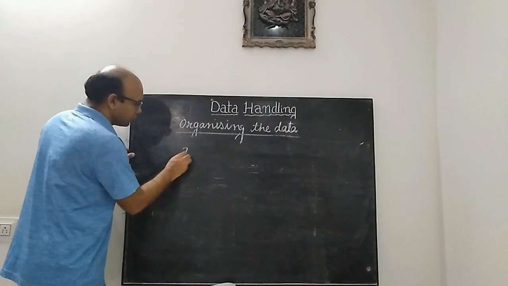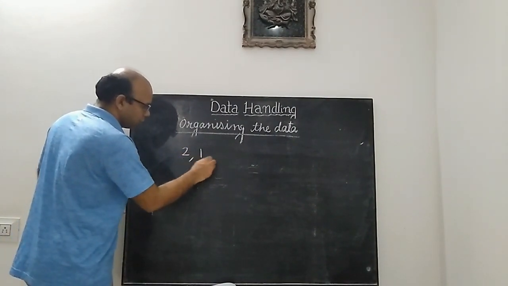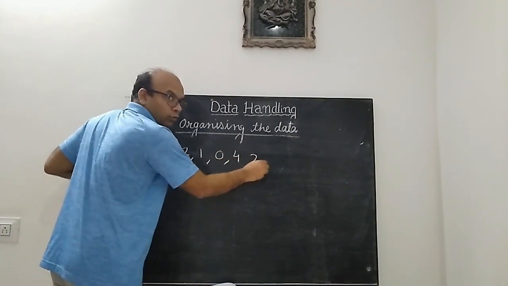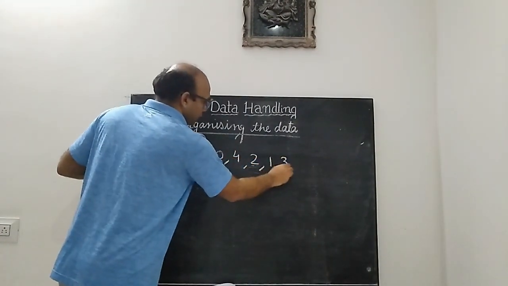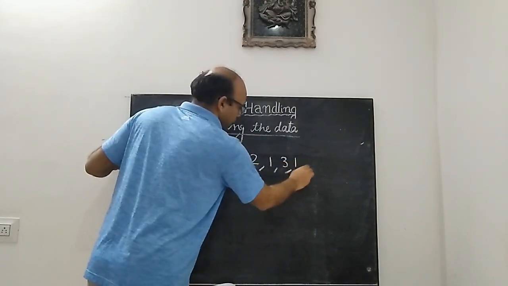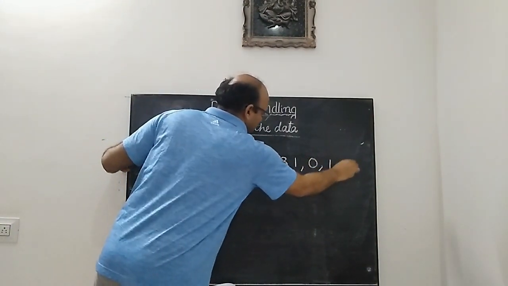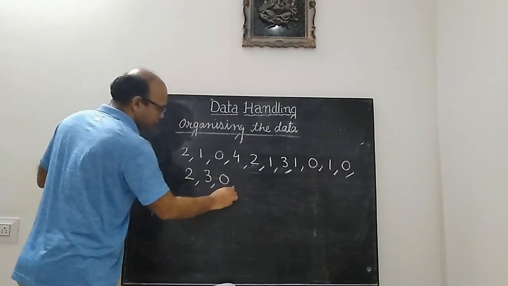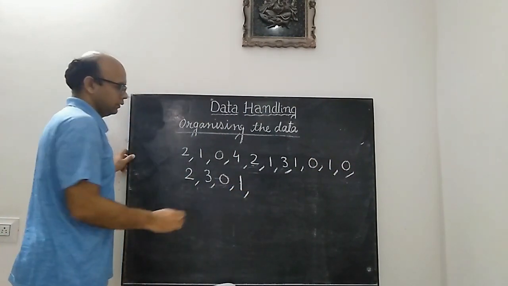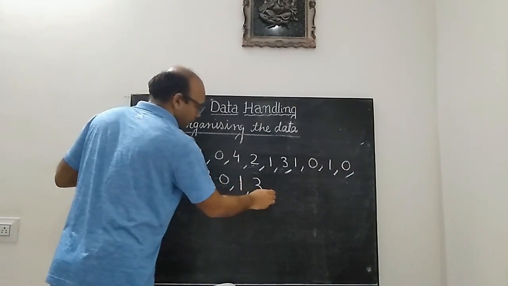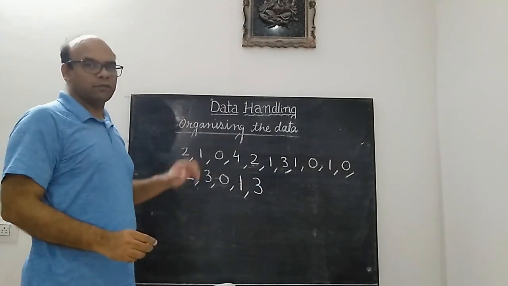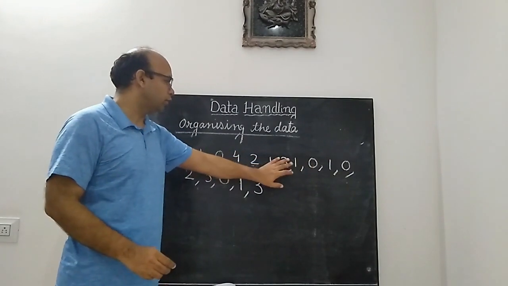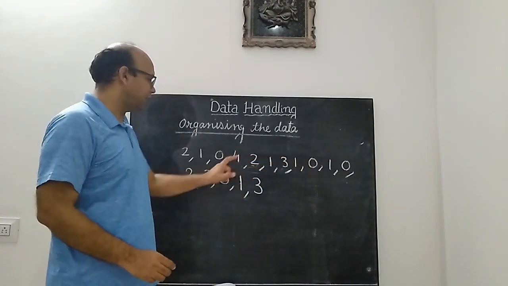So say the first match has 2 goals scored, then 1, none, 4, 2, 1, 3, 1, 0, 1, 0, 2, 3, 0, 1, 3. Now these are the number of goals scored. So what are the possible values we are observing? 0, 1, 2, 3 and 4.